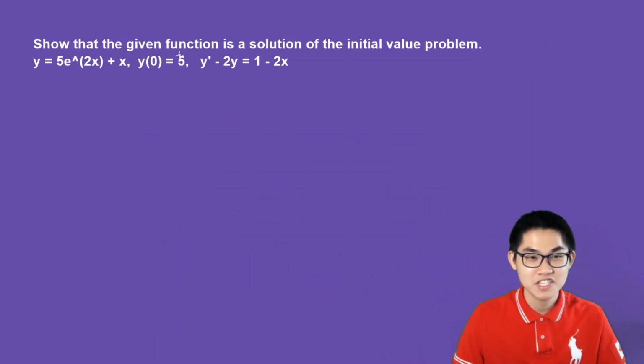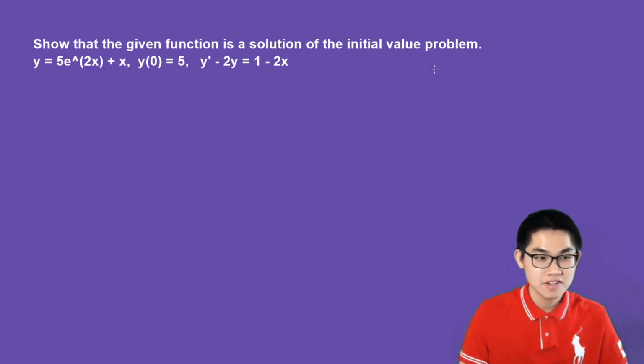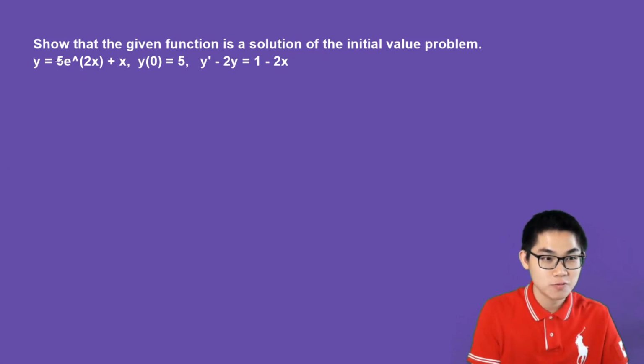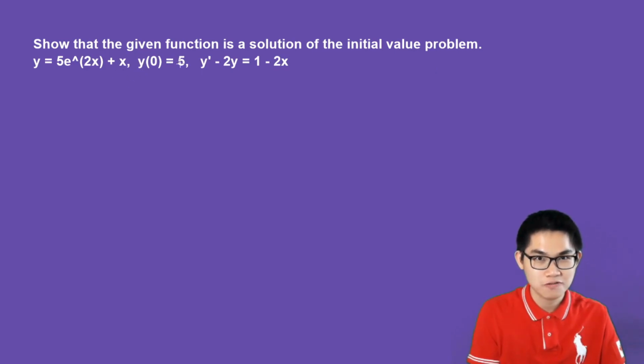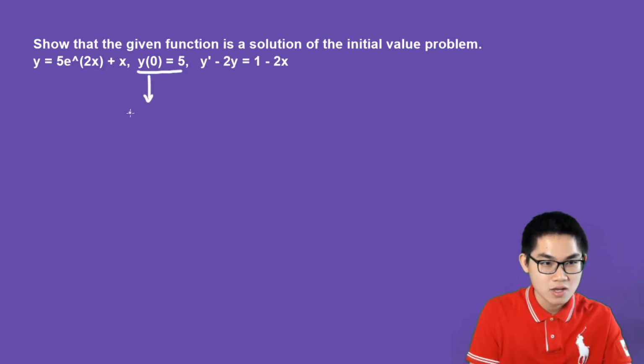Show that the given function is a solution of the initial value problem. So we're given the function y is equal to 5 times e to the power of 2x plus x. We're also given y at 0 is equal to 5. Well, what exactly does this mean? Well, this means that when x is equal to 0, y is equal to 5.